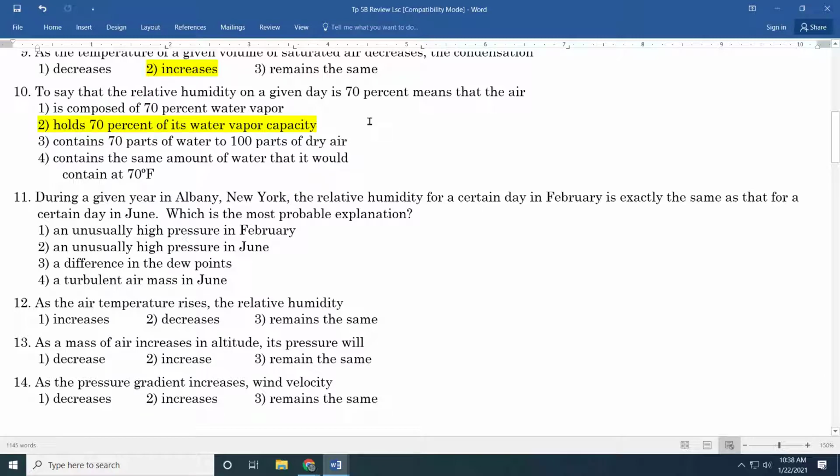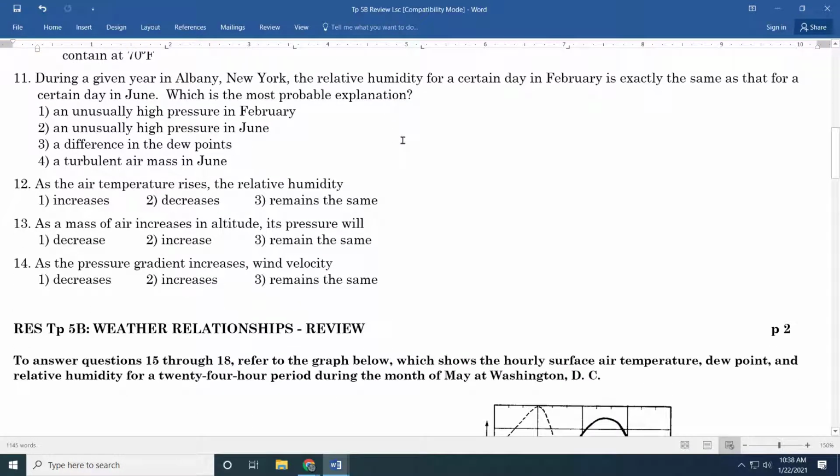It's 70% full. During a given year in Albany, New York, the relative humidity for a certain day in February is exactly the same as a certain day in June. What's the probable explanation? So this could happen. You could have a day in February where it's 75% humidity. You could have a day in June where it's 75% humidity. And remember what that means. Relative humidity is the percentage of fullness. So they're both 75% full.